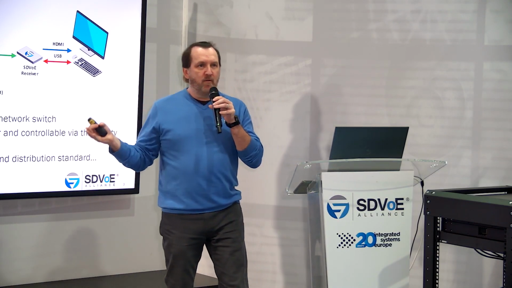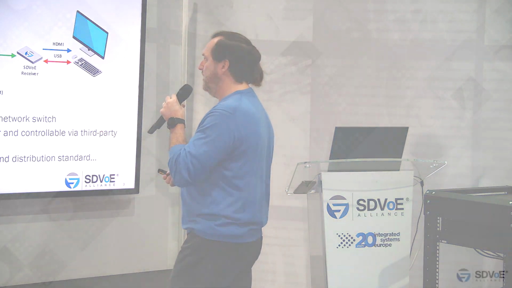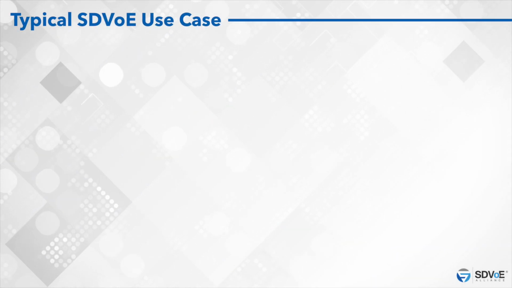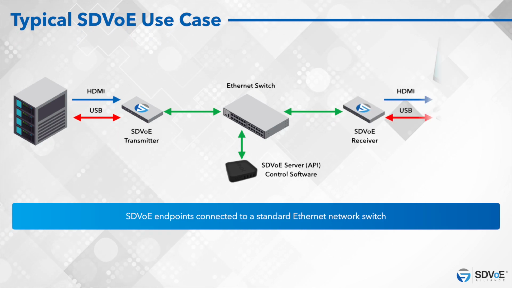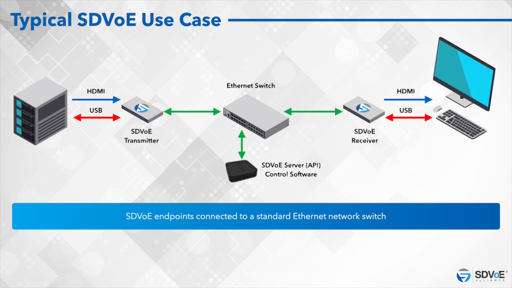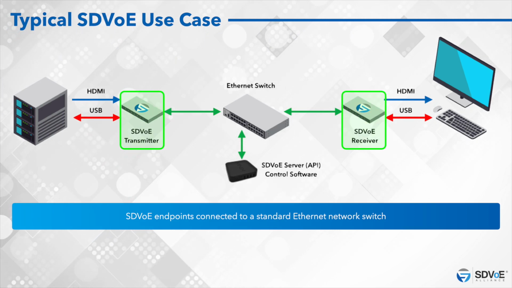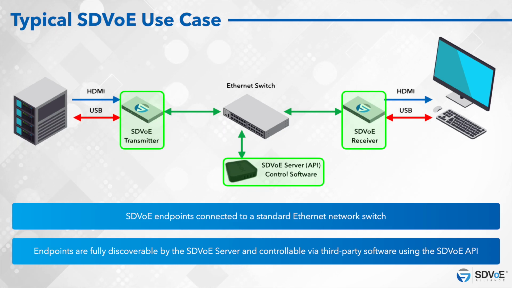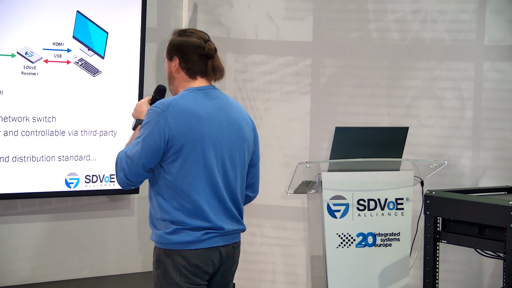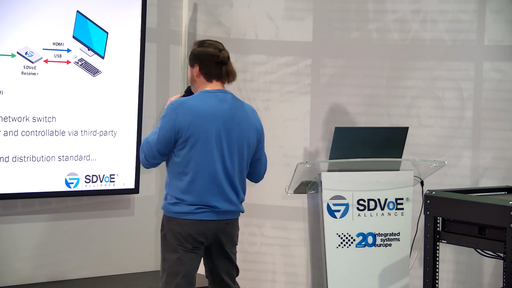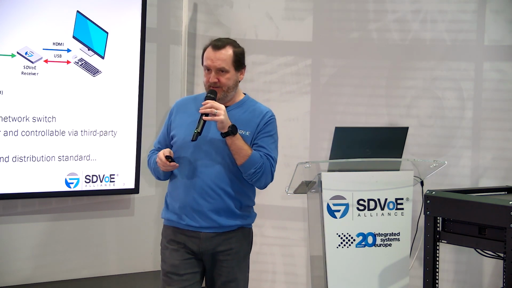So let's just quickly overview a typical SDVoE use case. Typically, you have a transmitter with your sources connected to them. That connects into the Ethernet switch, and a receiver connects to your displays, maybe USB to a keyboard and mouse. All the endpoints are fully discoverable by the SDVoE server and controllable via third-party software using the SDVoE API command set.